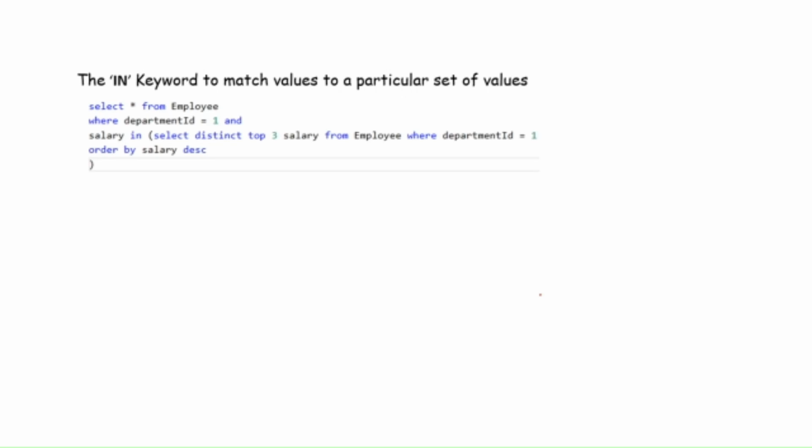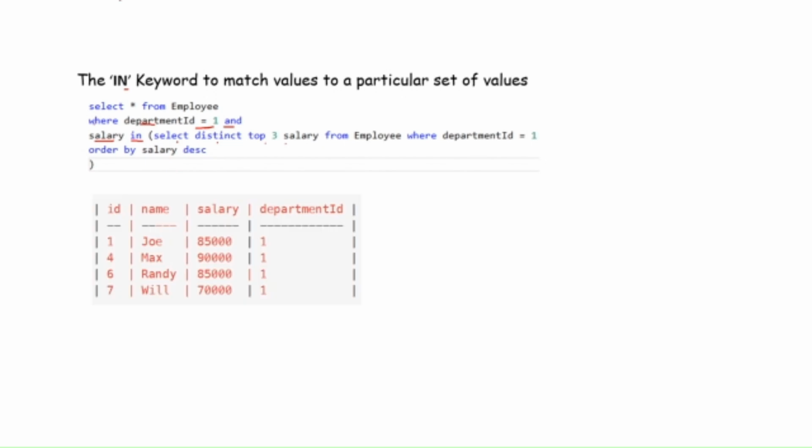So if you use a query like select star from employee where department ID equals 1, you are actually plugging in that in clause with where, like where department ID is 1 and the salary in select distinct top 3 salary from employee where department ID equals 1, order by salary descending. So this returns those 3 or 2 values, and this is the outer query where the salary value is to match the salaries returned by this nested query, and this is what you get. And since you say select star, all the columns will be selected like this.